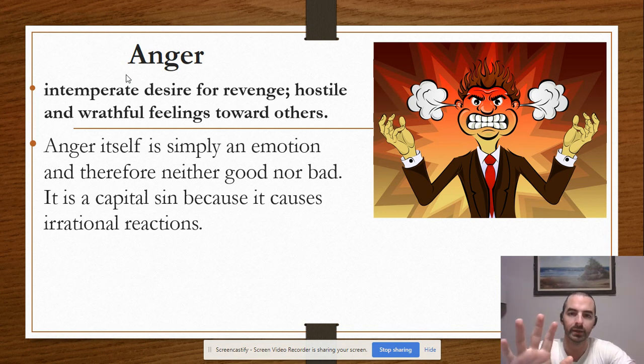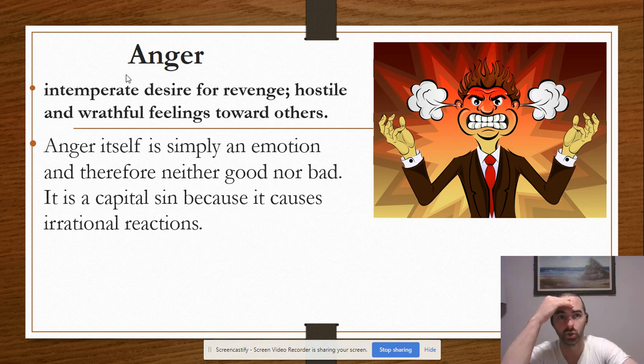Keep in mind, and this is something a lot of Catholics get wrong: anger is not a sin. Being angry is not a sin. Jesus was angry. Jesus never sinned. Being angry is not a sin. But this anger causes irrational reactions. That's what a capital sin is. It causes you to go do stupid things that you have to go to confession for.